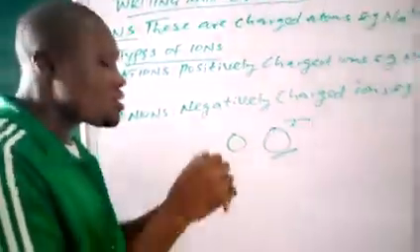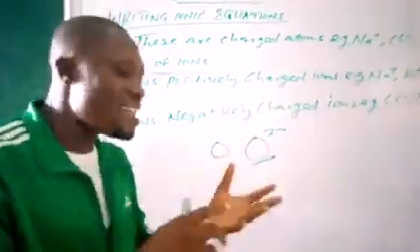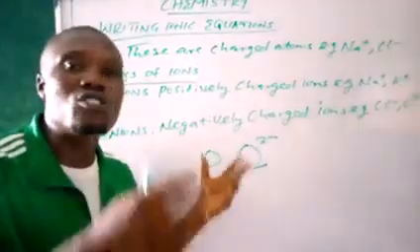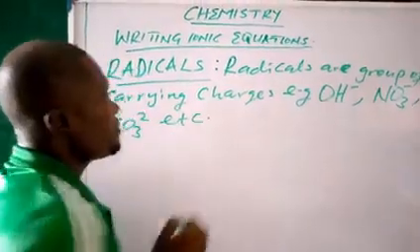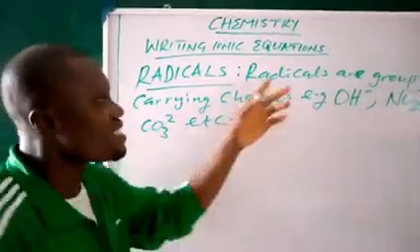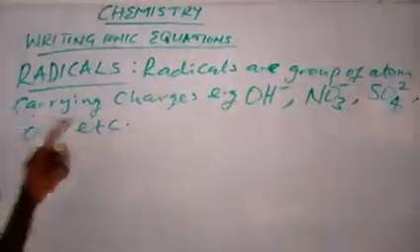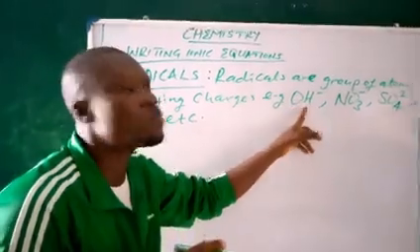So now I want to also bring in radicals, because compounds are either made up of elements combining with elements or elements combining with radicals. Now let's look at the types of radicals that we have. These are radicals. Radicals are grouped atoms carrying charges. An example is OH-.